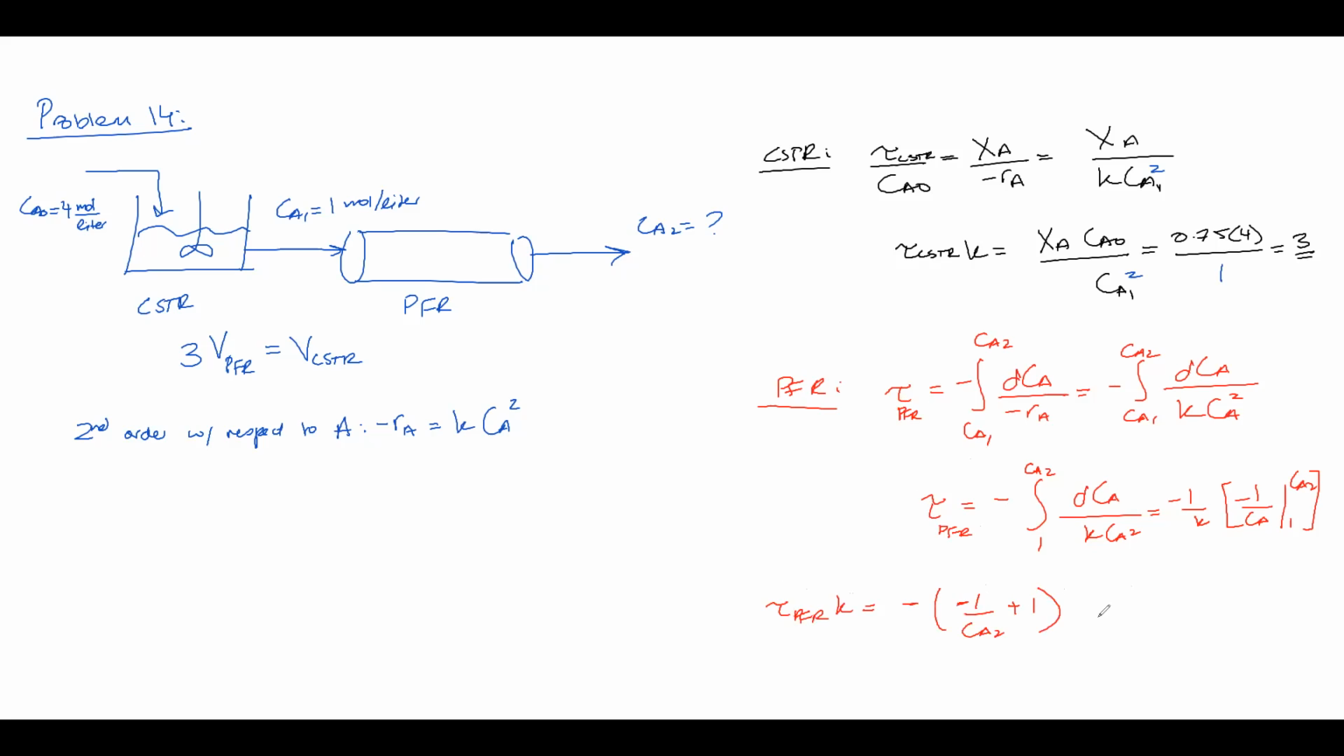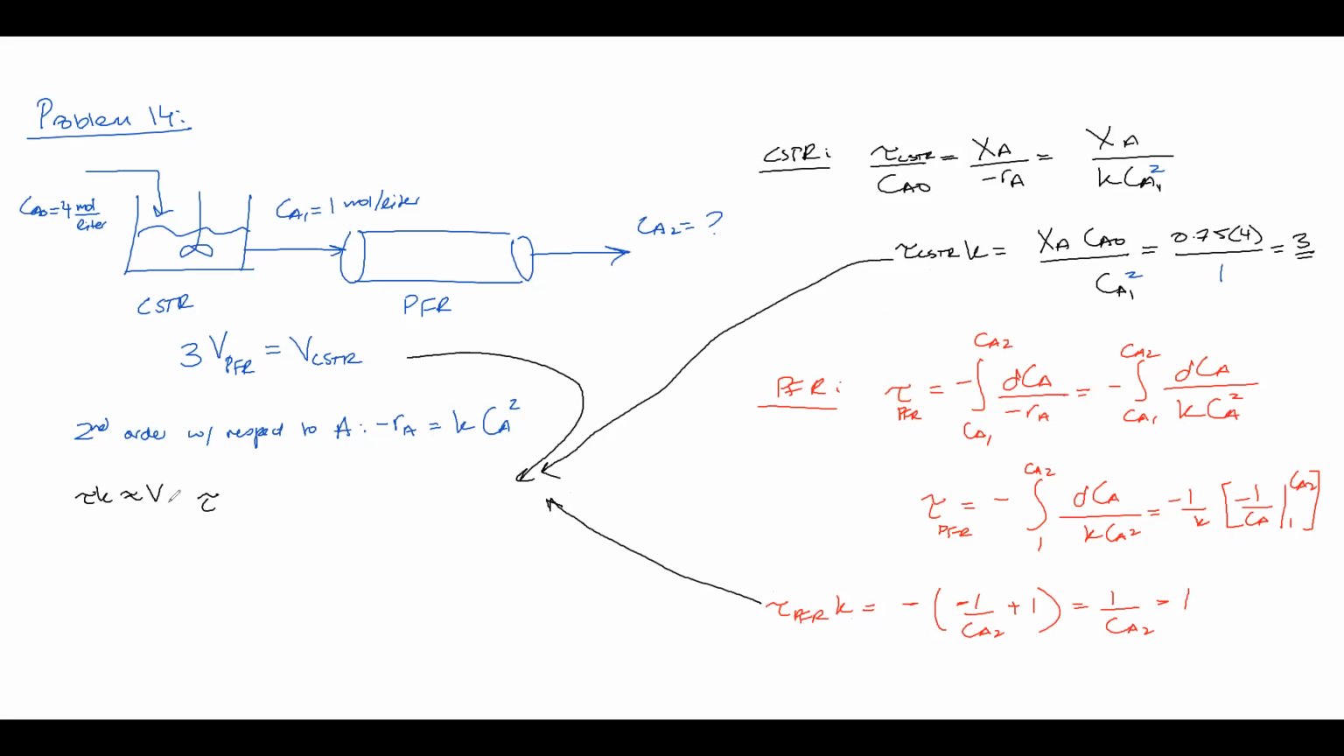Plus 1 if I just plug the minus in there. So I'm going to get 1 over Ca2 minus 1. This is equal to tau PFR. So now I have an expression for tau CSTR, and I have an expression for tau PFR, and I have this volume right here. So usually, if you recall, we said we could use tau K to represent the volume.